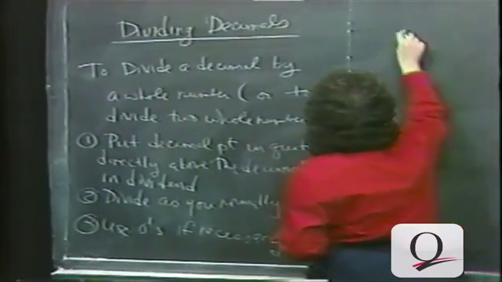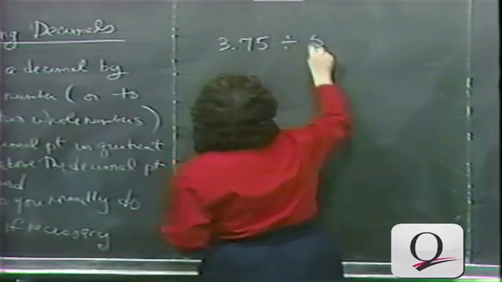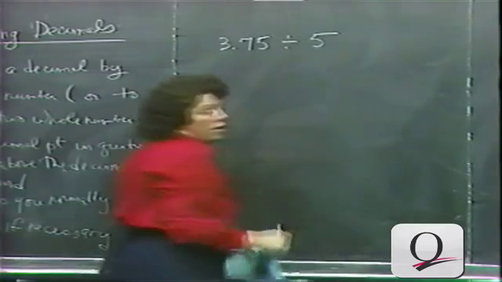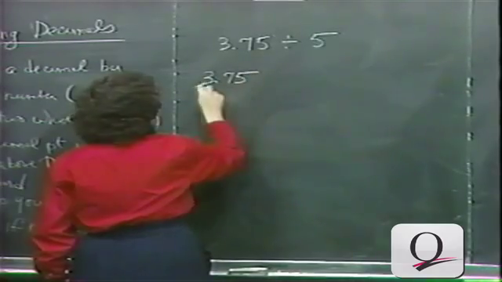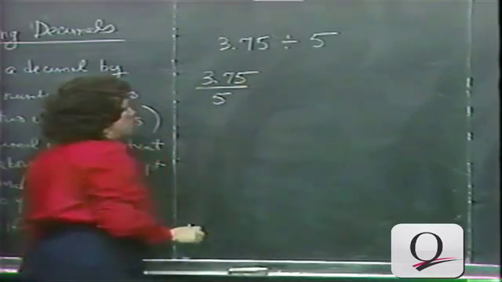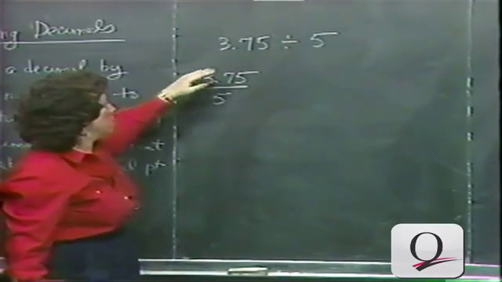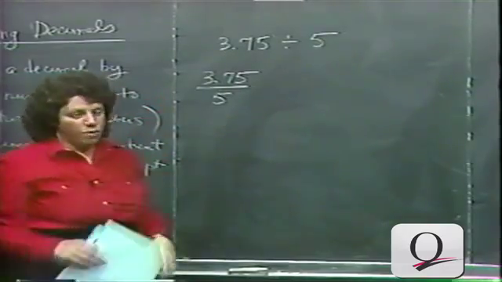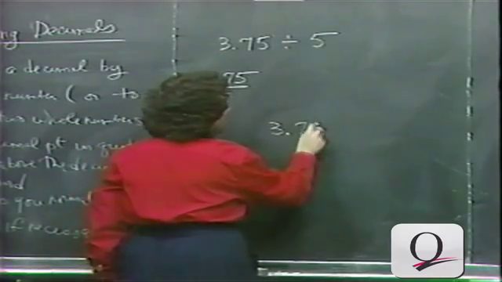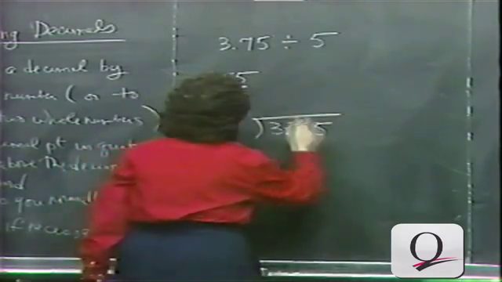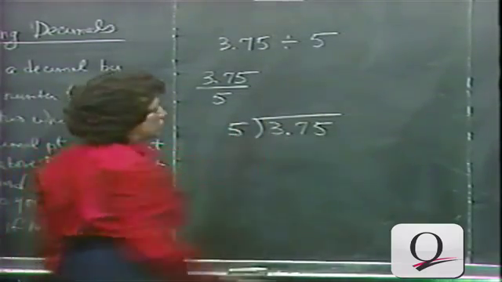Suppose we have 3.75 divided by 5. That is a decimal divided by a whole number. This can also be written as 3.75 over 5. Now you have to understand that these mean the same thing. This line in the fraction is really divided by: 3.75 divided by 5. Either way, you could write that. Now, 3.75 is known as the dividend, and 5 is known as the divisor. And the answer you get is called the quotient.